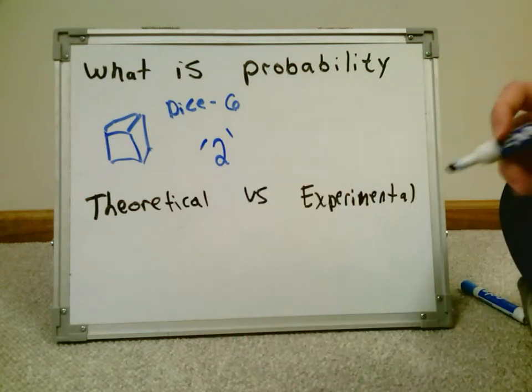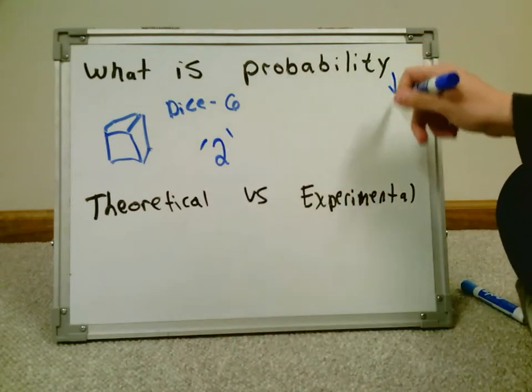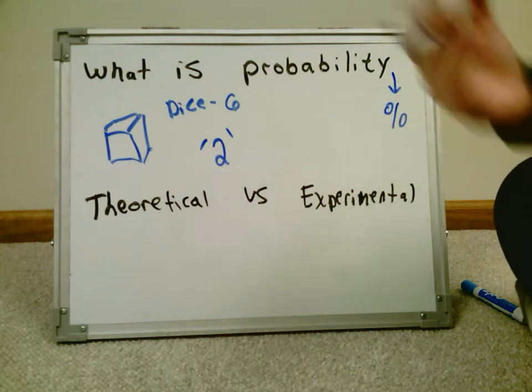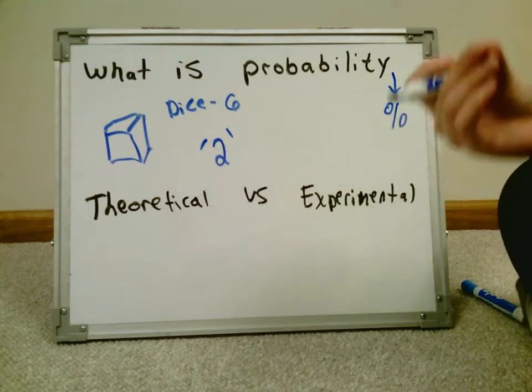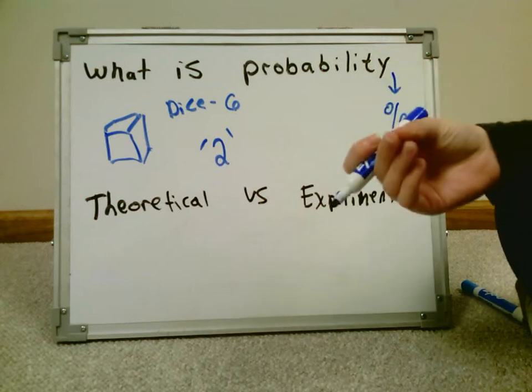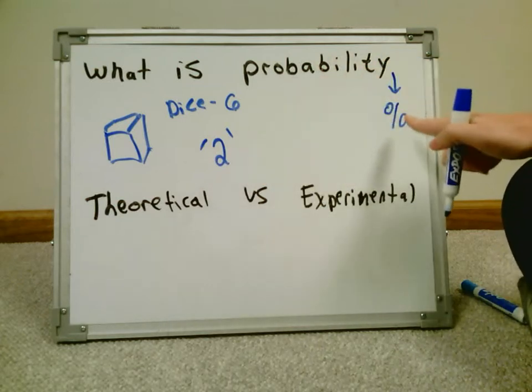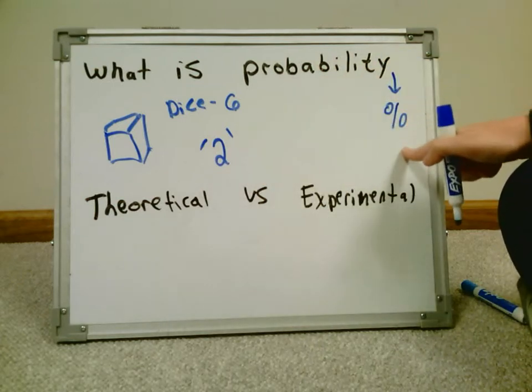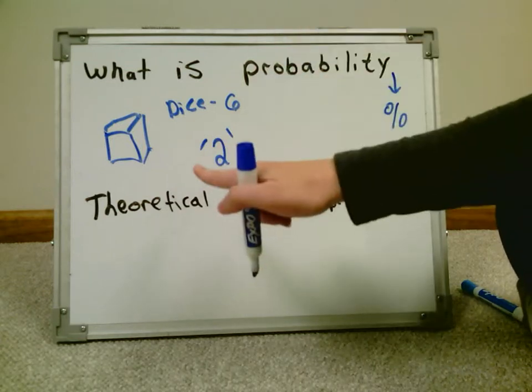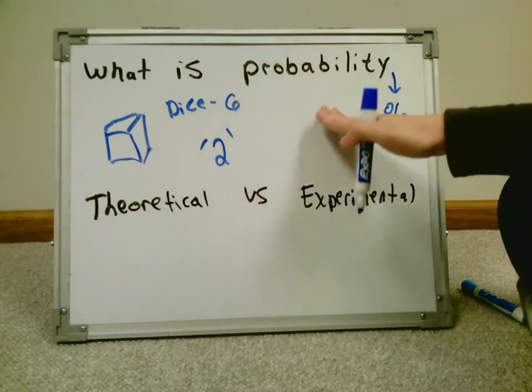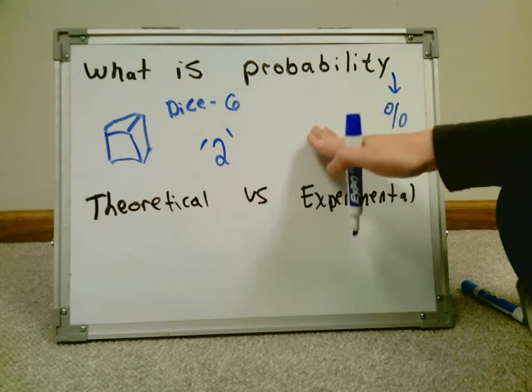Now, the key here is probabilities are always in percent form. Okay? When I ask for what's the probability of selecting a 2, I want to know what's the percent. What are my chances of picking a 2? So, to set up a probability, it's very, very simple.